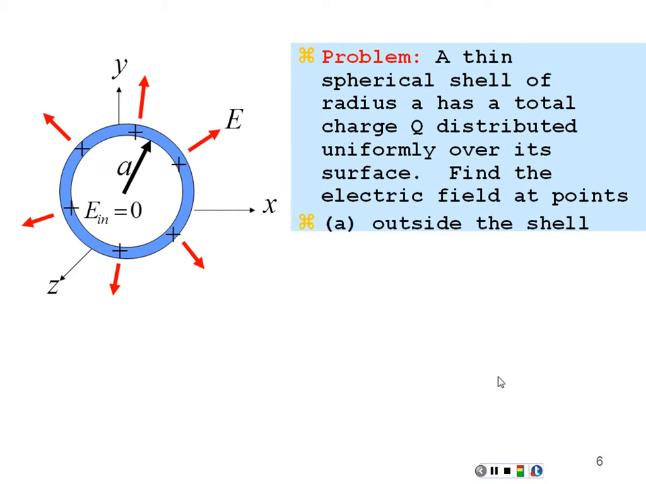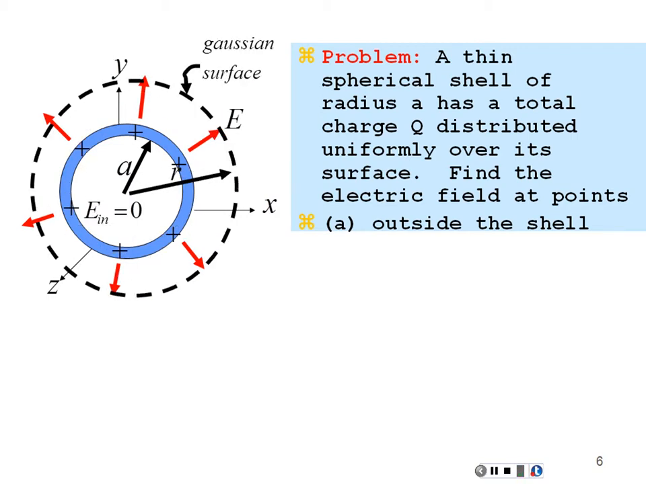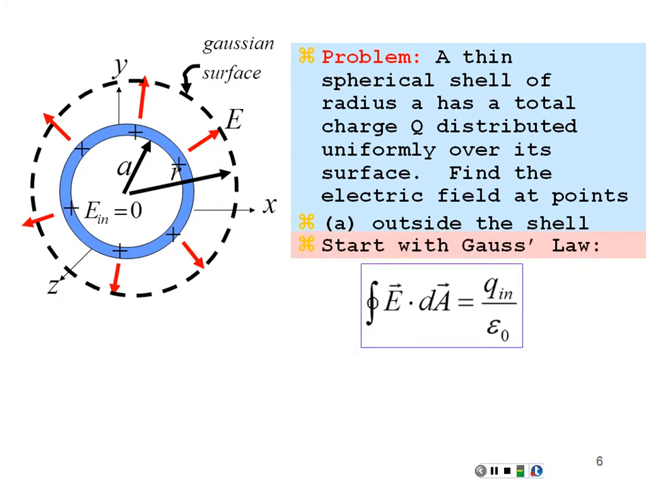Okay, let's try another example. A thin spherical shell of radius A has a total charge Q distributed uniformly over its surface. Find the electric field at points outside the shell, and then we'll look inside the shell. So we'll construct a Gaussian surface of some radius R outside the shell, and we'll write down Gauss's law, and we'll apply Gauss's law to this new Gaussian surface that we just constructed.